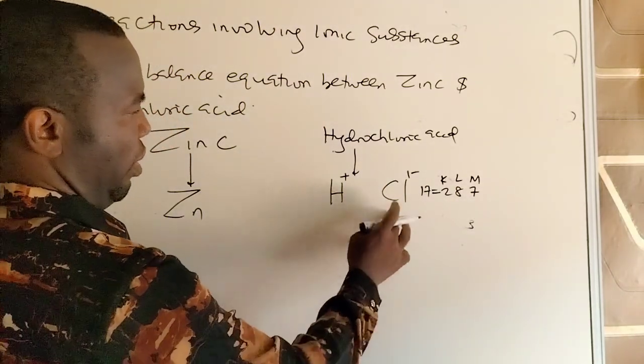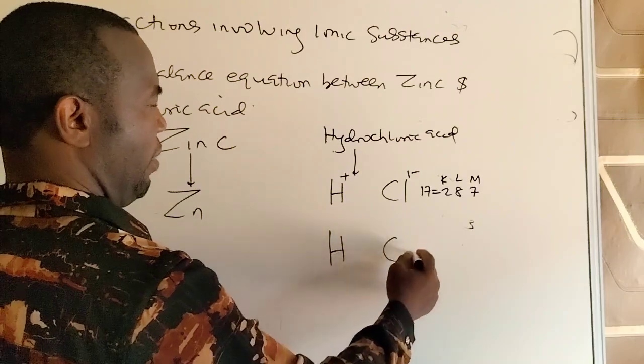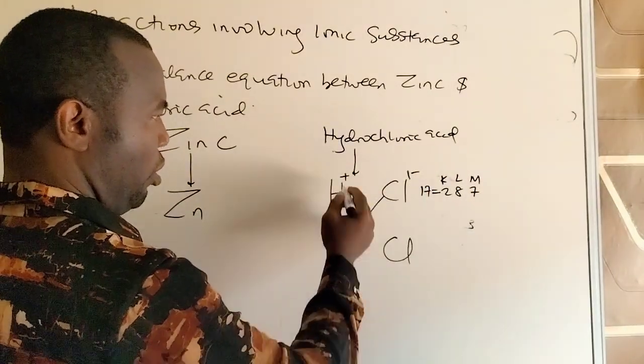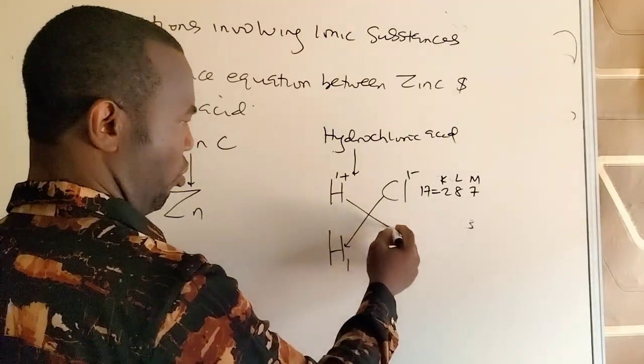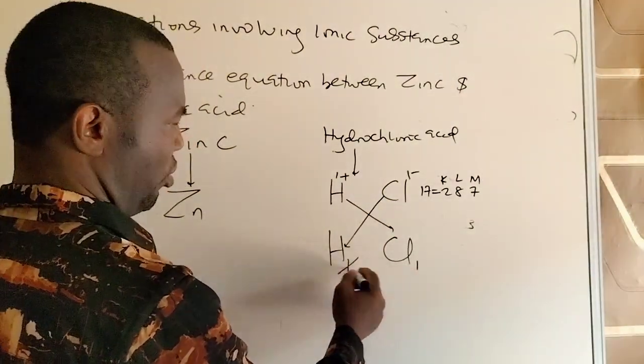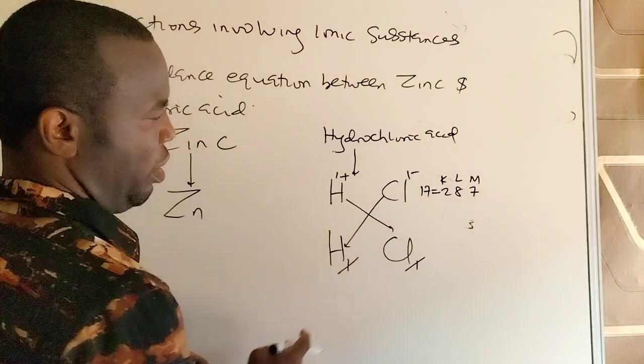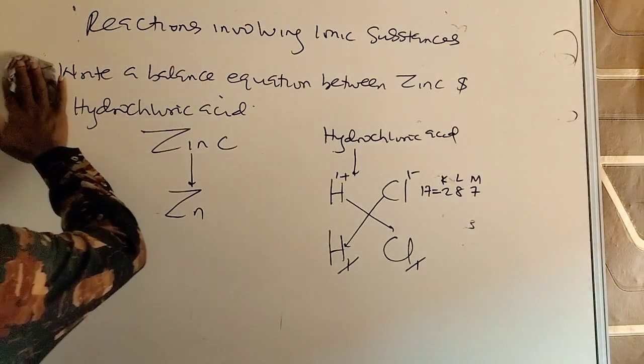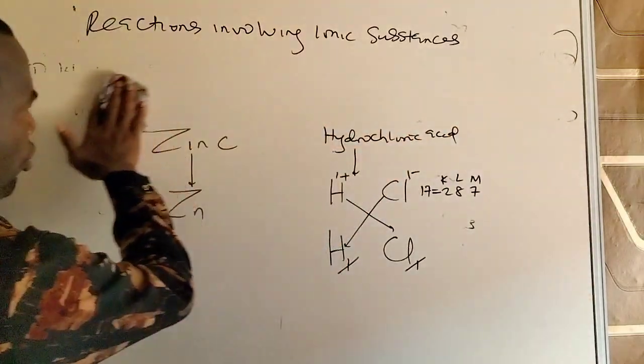Now, having done that, to get the right formula, the elements will exchange their valencies. The number 1 here goes to hydrogen, the 1 here goes to chlorine. Equal valencies cancel out. So this is the right formula. This should be done on your rough work. So when you have obtained the right formula, what do you do? You want to write the equation.